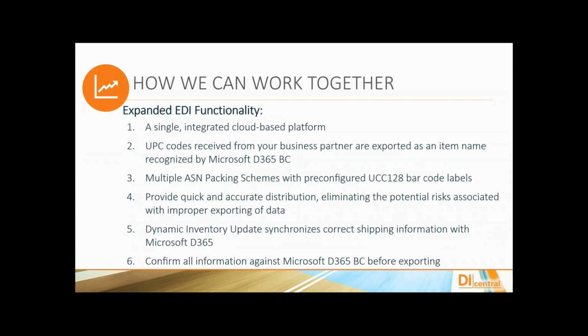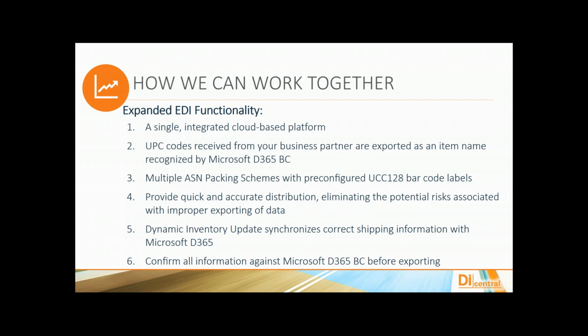So what can our EDI solution offer for you? There are some key features that we can support for your Microsoft Dynamics 365 Business Central. The first feature we have is a single integrated cloud-based platform. All the UCC codes received from your business partners are exported as an item name recognized by Microsoft D365 Business Central. And we have multiple ASN backend options with the pre-configured label UCC 128. This is a very common label required by most of the European and US markets.